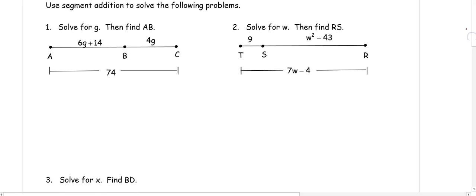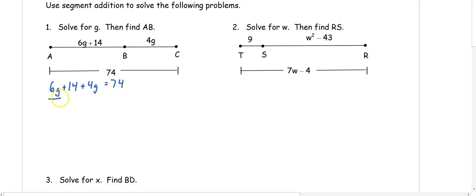In number one, solve for G and then find AB. So we have two pieces here: we have AB and we have BC. Those added together are going to equal our whole length. So we have 6G plus 14 plus 4G equals 74.